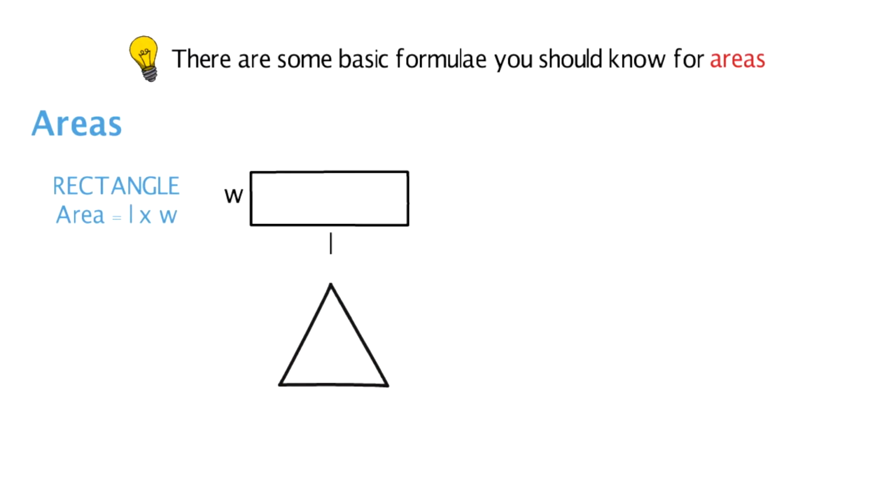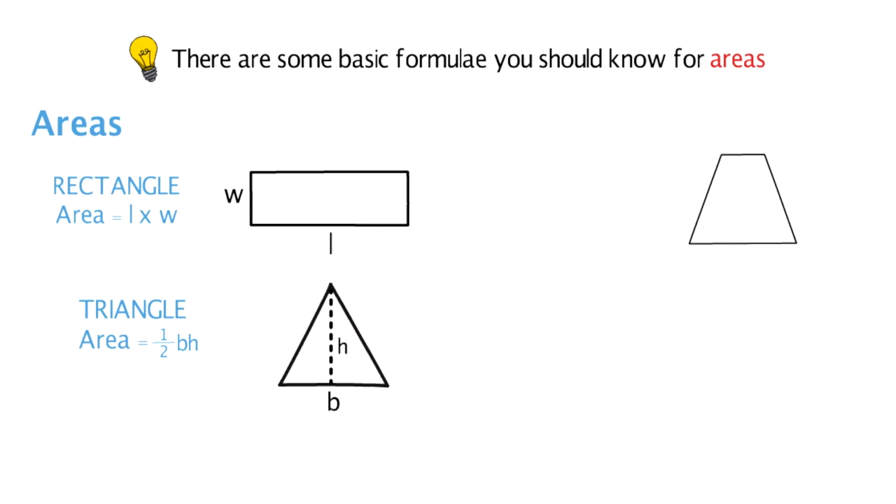Here we have our triangle. With triangles, they have a perpendicular height, or with a right angle triangle, it will literally just be the height. And you have the base. So for the area of a triangle, it's slightly different in the sense that you have to do half multiplied by the base times the height.